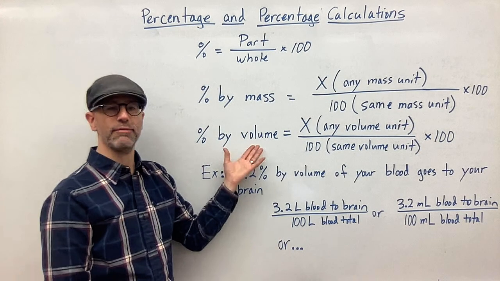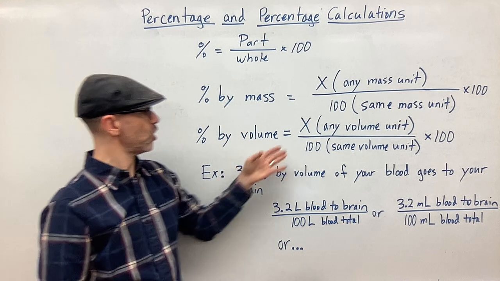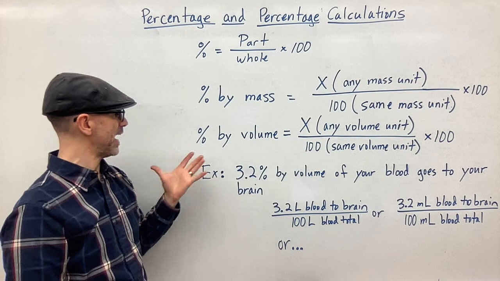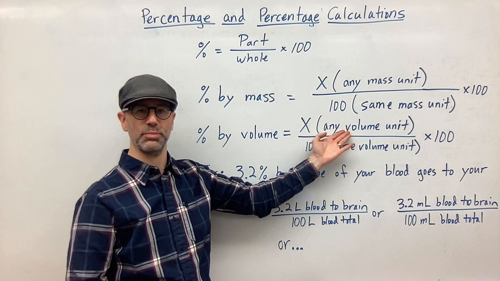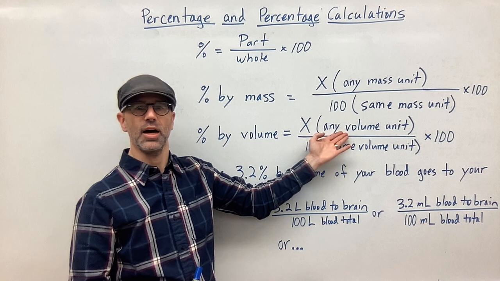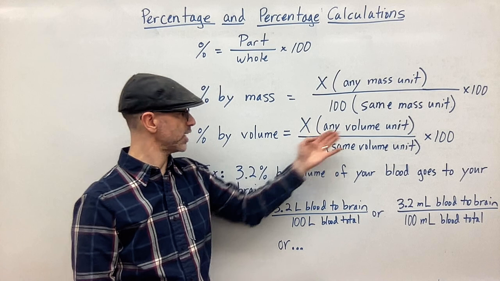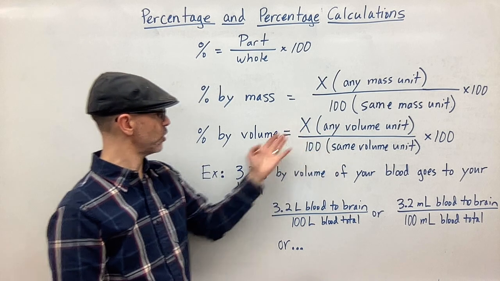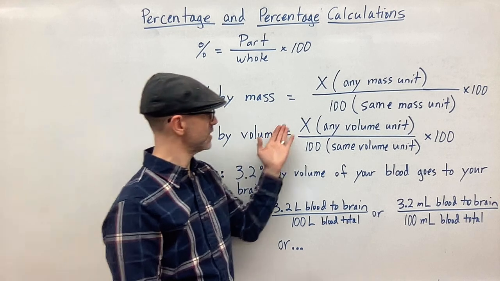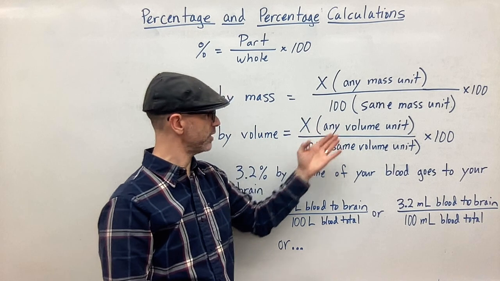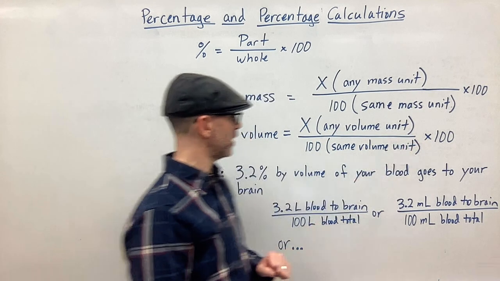If it's percent by volume, same idea. The only difference is that you're using volume units, and the volume units would be the same. So if I have 10% by volume, then I've got 10 of any volume unit. That could be milliliters, liters, meters cubed, centimeters cubed, whatever you are using, as long as it's the same unit on the bottom. So 10% by volume means you have 10 of any volume unit divided by, or out of, 100 of that same unit, multiplied by 100.